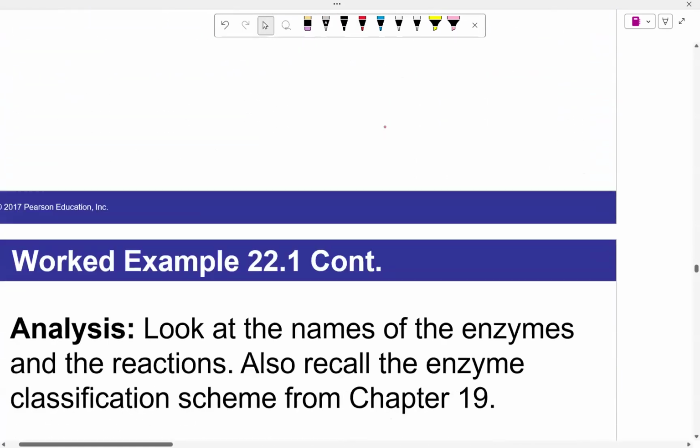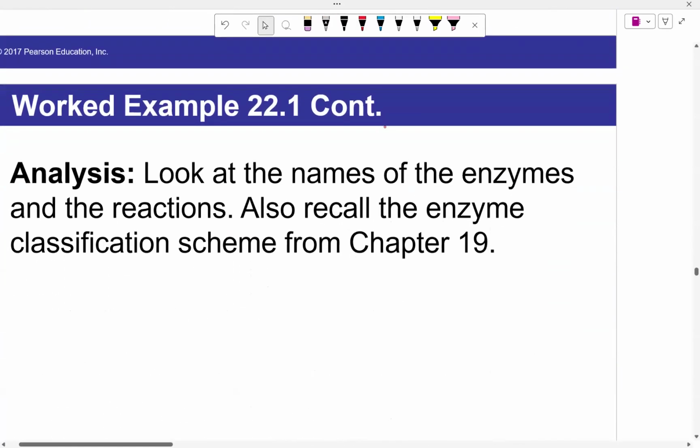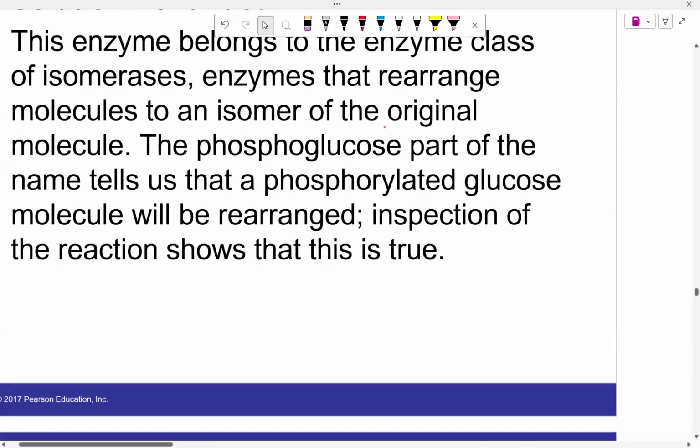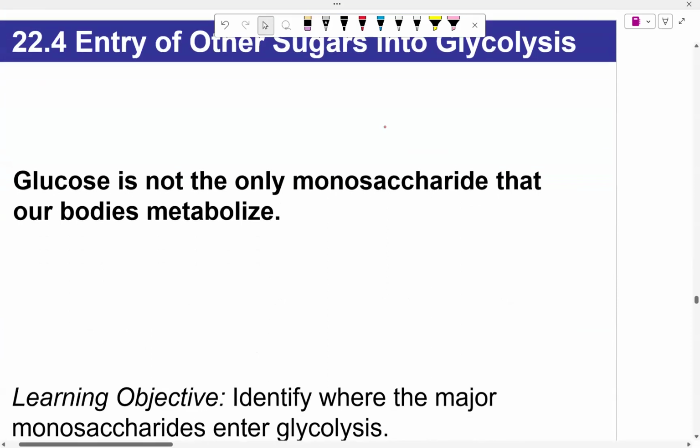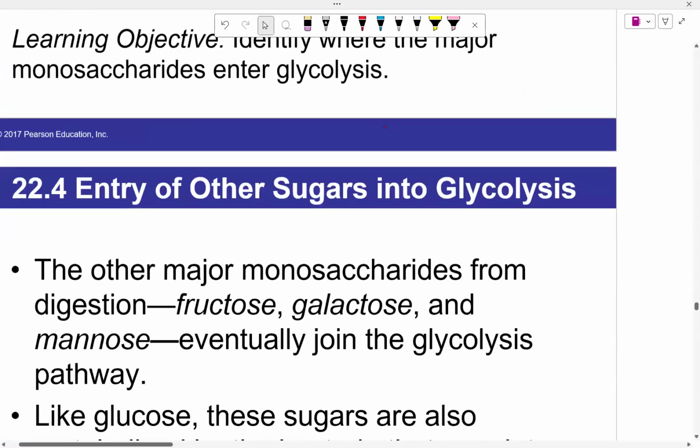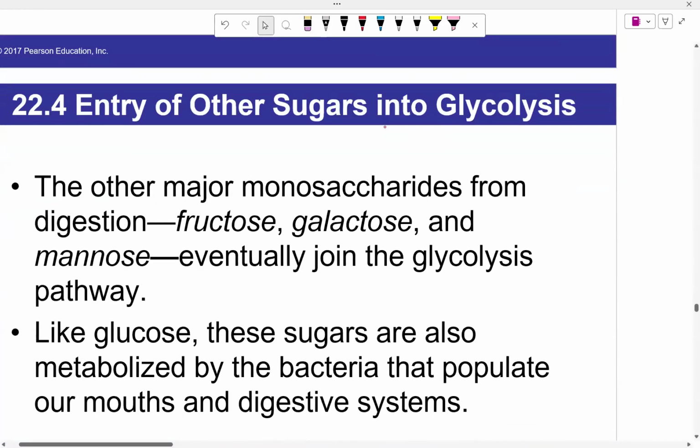There's one more thing. Now, there are 2 other sugars that can enter the glycolysis cycle. That's galactose and fructose. You don't see mannose too much. These are the two main ones.